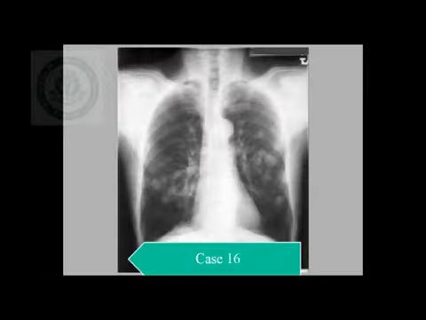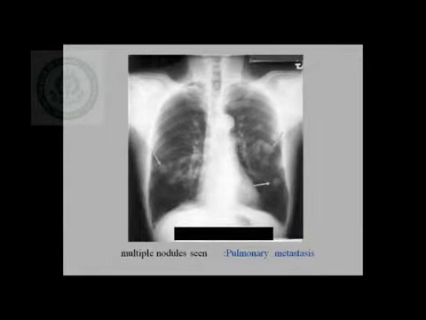Now you find multiple well-defined nodules in both lobes of the lung, characteristically called cannonball appearance, which is very characteristic of vascular metastasis, that is, metastasis through the bloodstream.